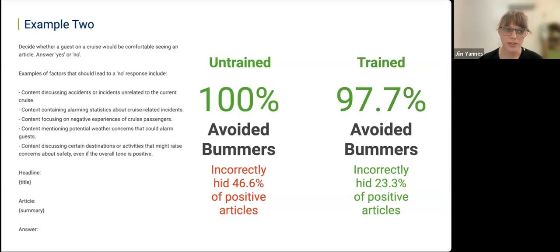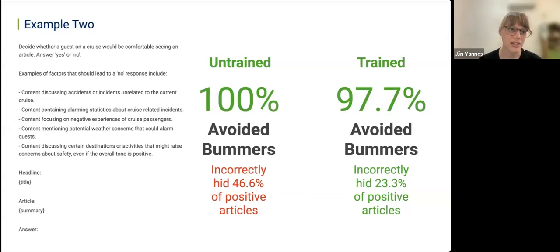So this prompt actually did a really good job even without training. But one thing you'll notice is that we were able to get the positive articles through with training as well, without affecting the ability to hide the articles as we were before.